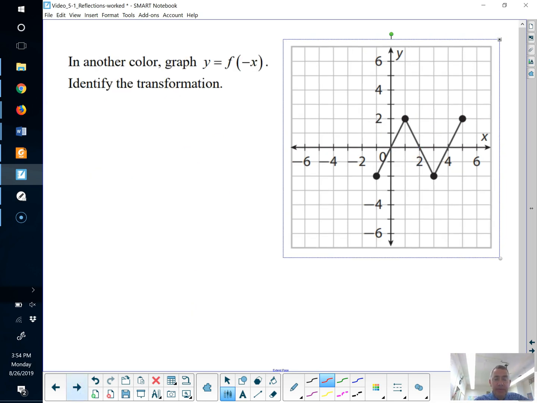Flip. What about reflecting the other way? And this time the x became negative. So switching from positive x to a negative x, that's a reflection over the y-axis. Reflect over the y-axis.